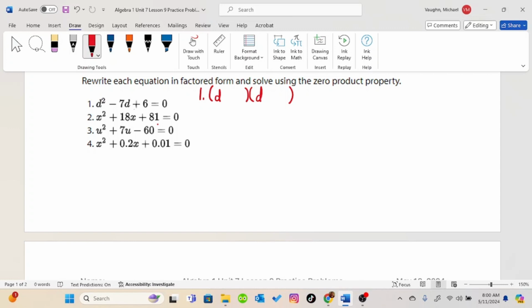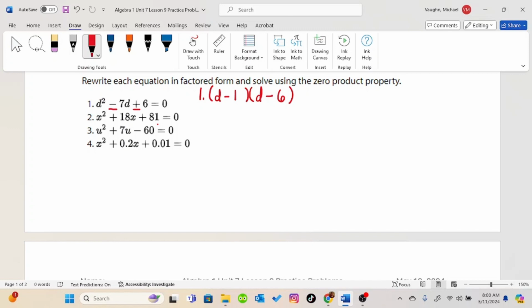Looking at the second sign, the plus tells me these are both going to be the same, and the first tells me they're both going to be minus signs. Now I need two numbers that multiply to 6 but add to 7. And that would be 1 and 6.